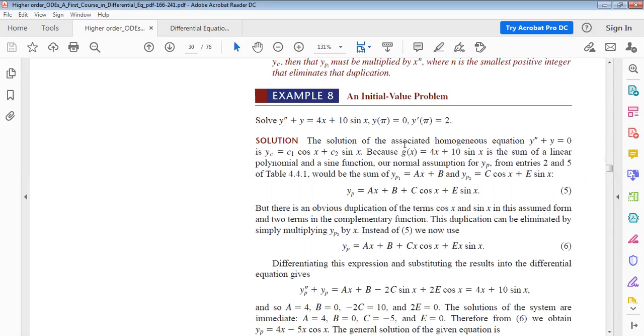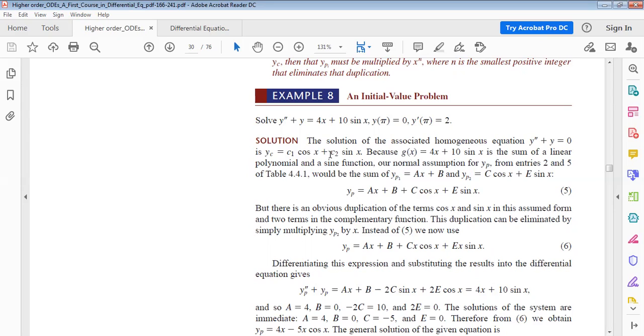So the solution will start with the solution of the associated homogeneous equation. Taking the right-hand side as 0, the left-hand side equals 0, and we get the homogeneous equation. So for the complementary function, m square plus 1 equals 0, that means m equals plus minus i. That means we get two complex roots. So the complementary function for complex roots can be written as c1 cos x plus c2 sin x. For complex roots we have to write the complementary function like this.